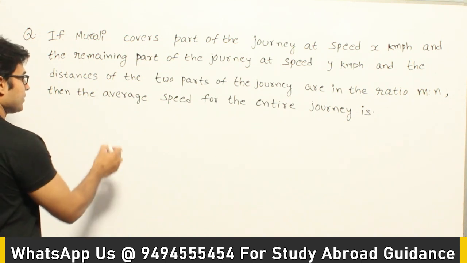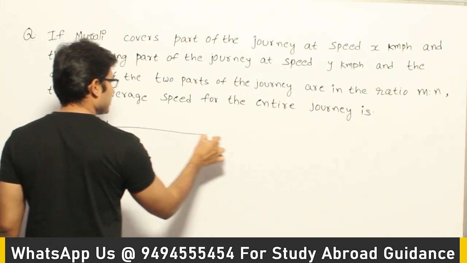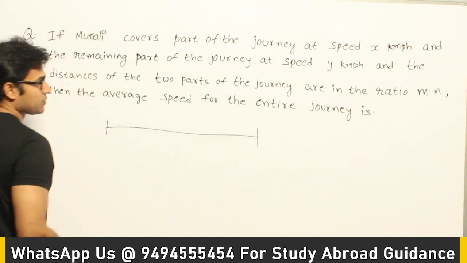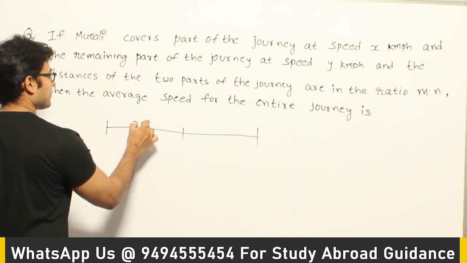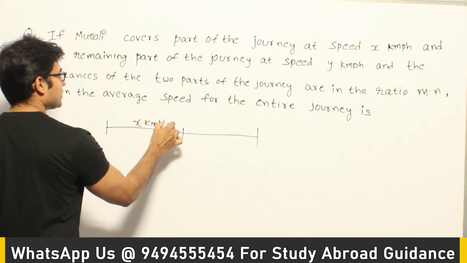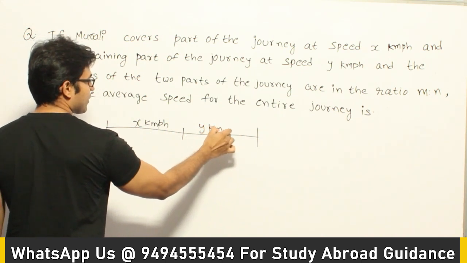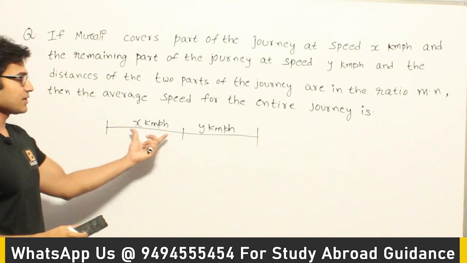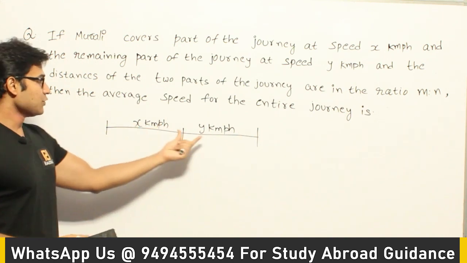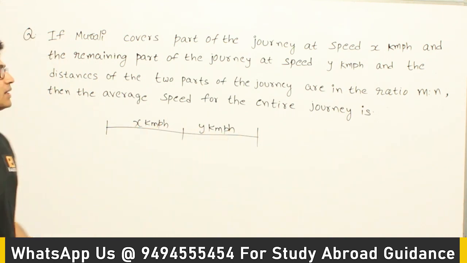So now they are saying that Murli is covering some distance with two speeds. One speed is given as x kilometers per hour and the other speed is given as y kilometers per hour, and it is also given that the distance he covered with the speed of x to the distance he covered with the speed of y is in the ratio of m is to n, right?